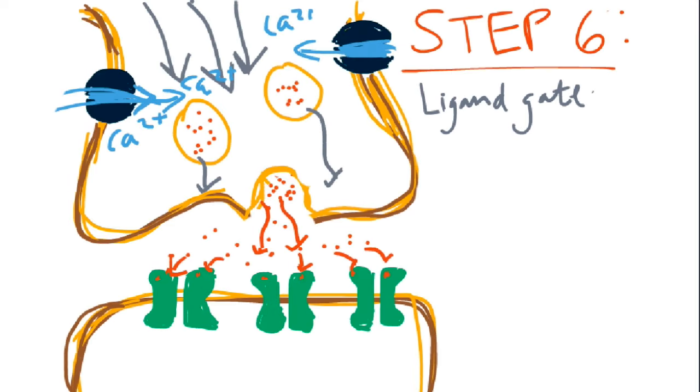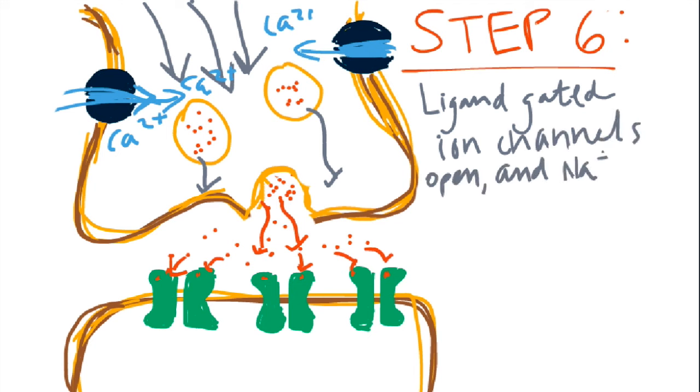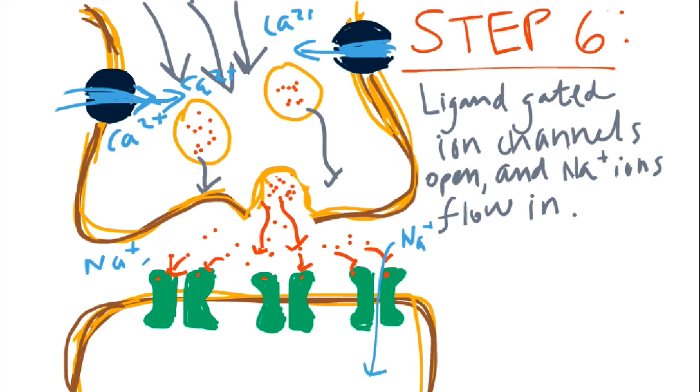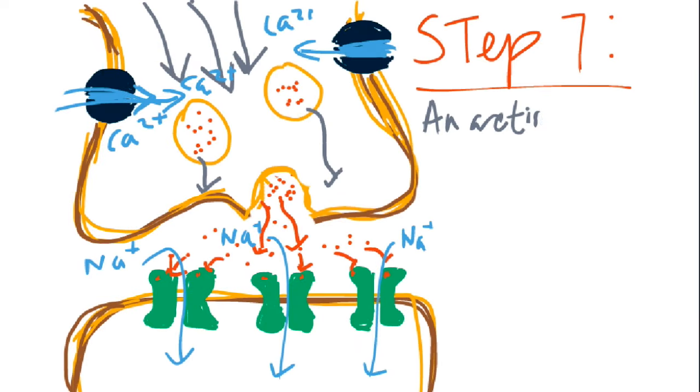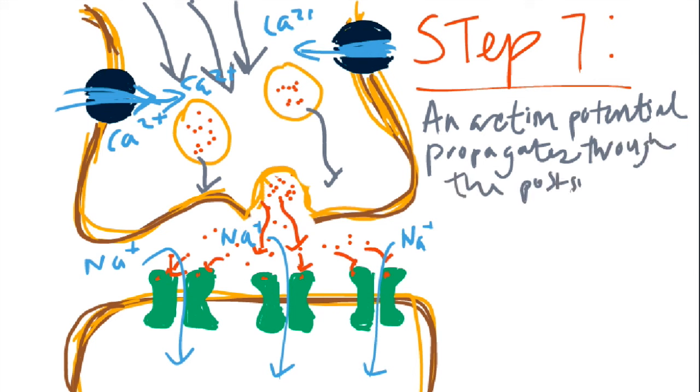So, ligand-gated ion channels open when a ligand binds to the channel. That's how these channels work. These ligand-gated ion channels are specifically ligand-gated sodium ion channels that only allow sodium ions to flow in. So once the ligand binds to the ion channel, sodium then flows in and causes the depolarization of the postsynaptic cell. And finally, after all these steps, an action potential then propagates through the postsynaptic cell.